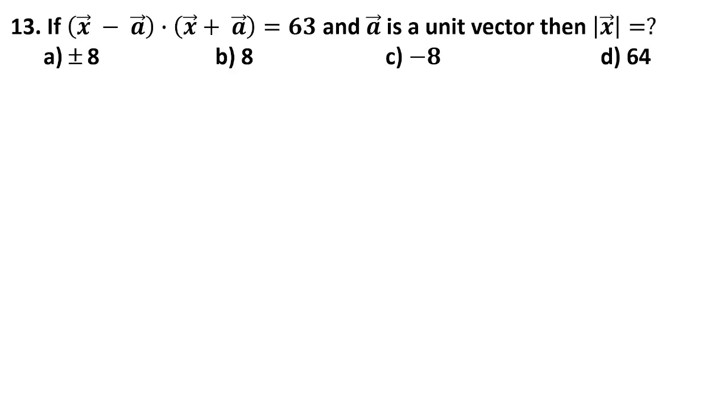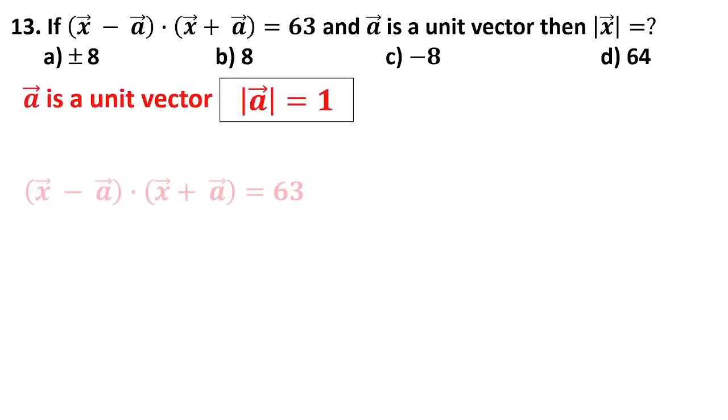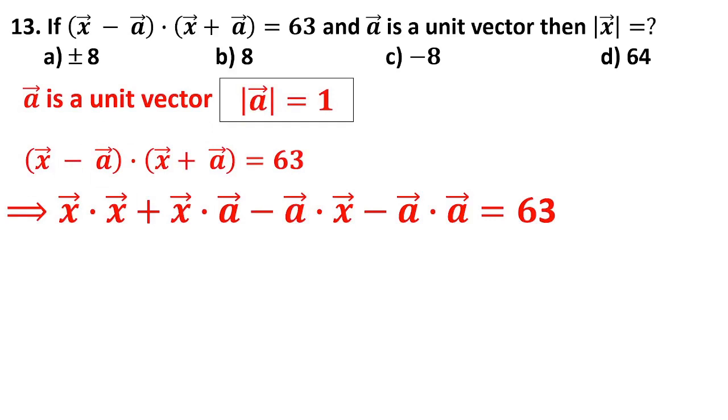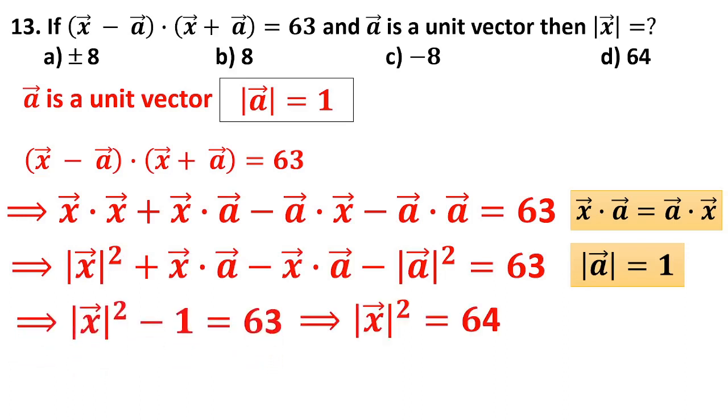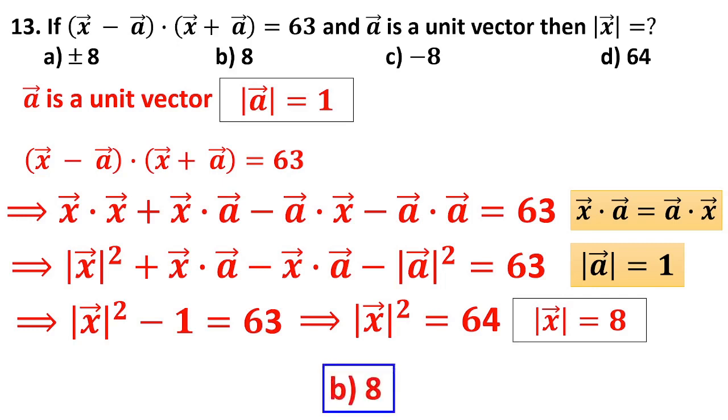Question 13. If (vector x minus vector A) dot (vector x plus vector A) is 63 and vector A is a unit vector, then what is magnitude of vector x? A is a unit vector, therefore its magnitude is 1. Let us expand it now. X dot x plus x dot A minus A dot x minus A dot A. Now apply that x dot A and A dot x are equal. Therefore, they will get cancelled, and magnitude of A is also 1. Therefore, magnitude of x the whole square is 64. Therefore, the answer is 8. And it's a magnitude, therefore you will get only the positive answer. Therefore, option B is the correct option.